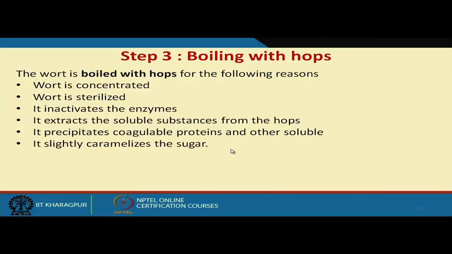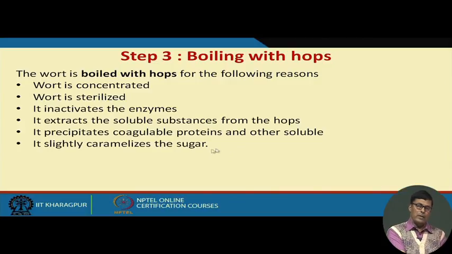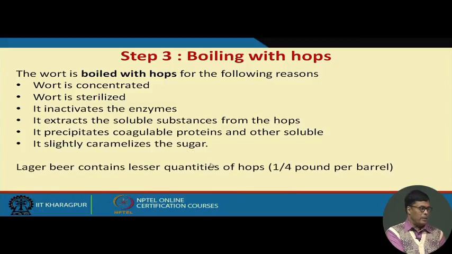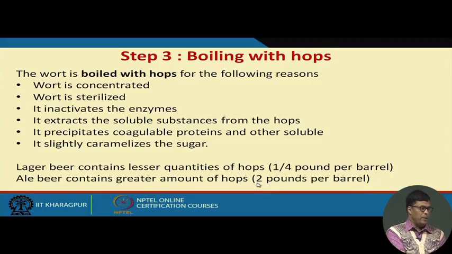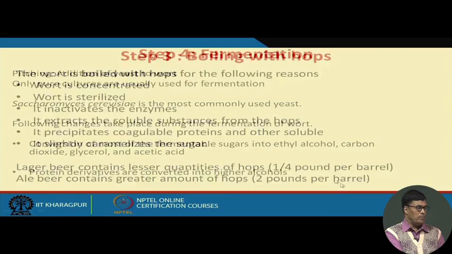When we heat the sugar, dehydration of the sugar takes place, and due to dehydration the color of the sugar changes to black. So slight caramelization means the black color development will take place. And then lager beer contains a lesser quantity of hops, while ale beer contains a higher amount of hops, about 2 pounds per barrel of beer formation.